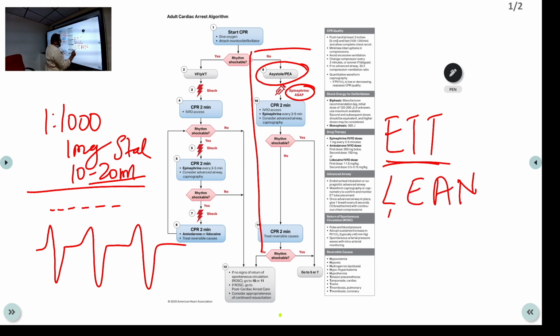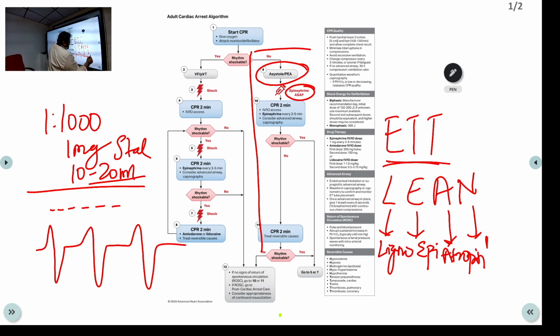L is for lignocaine, E is for epinephrine, A is for atropine, and N is for naloxone. So these are the drugs that can be given via endotracheal tube. Suppose you fail to get an IV or an IO access and you are able to intubate the patient, these are the drugs that you can deliver via the endotracheal tube.